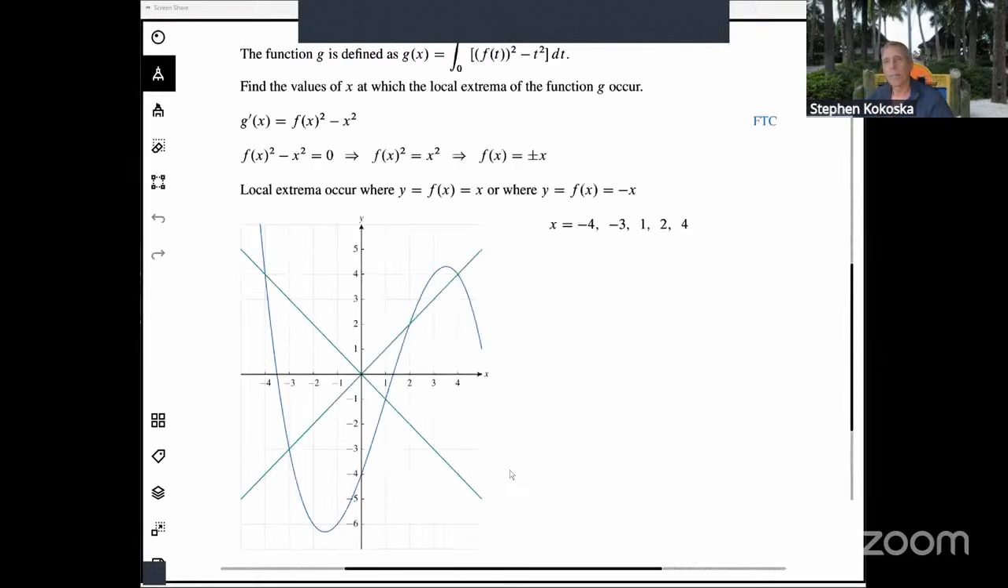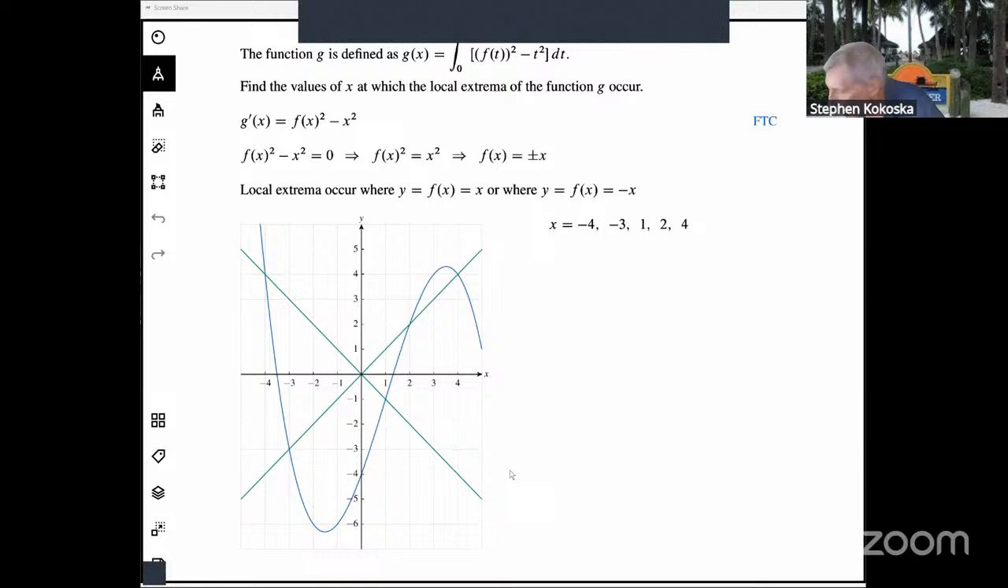And here's how I figured this out graphically. I think if I put in these lines, y equal x and y equal minus x, and find out where those intersect the graph of f. And this took a while to do, Curtis, so that it worked out nicely. It does indeed intersect this function f in several places.